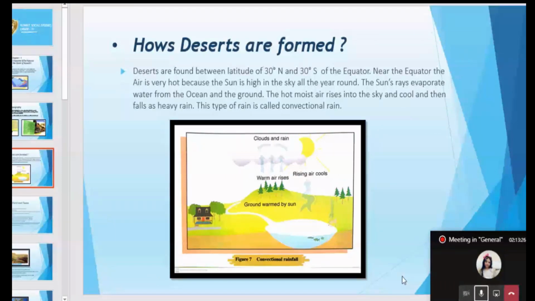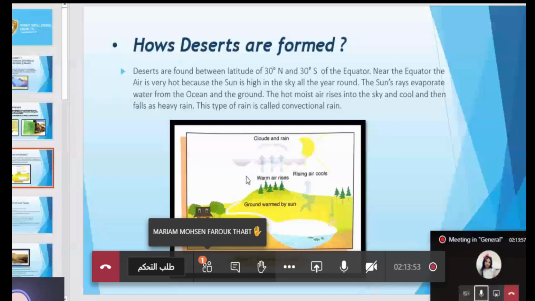Children, what is happening here to the water? Can you tell me now? What is happening to the water because of the sun? In the sky they form clouds. When the clouds start cooling, there is rainfall. There is warm air rise. Yes.